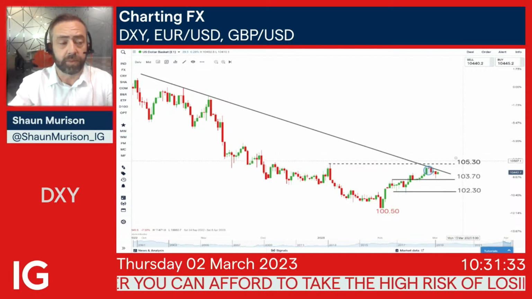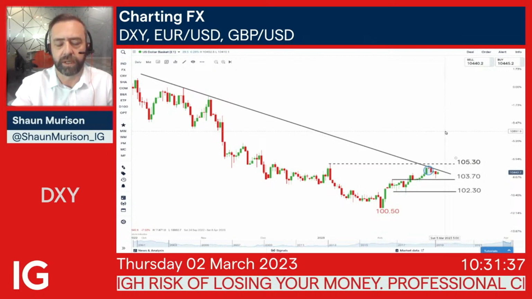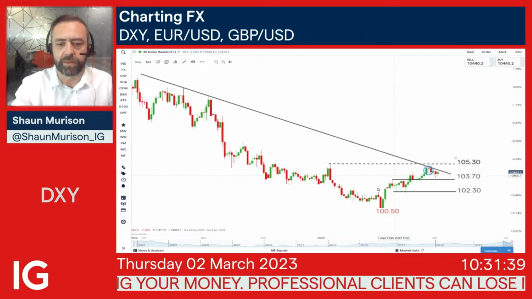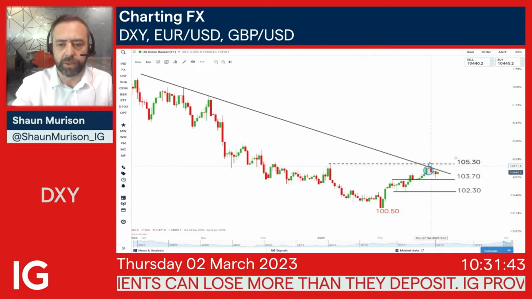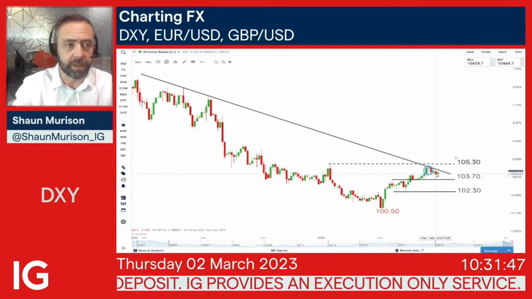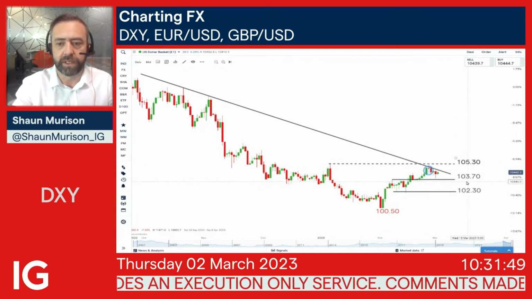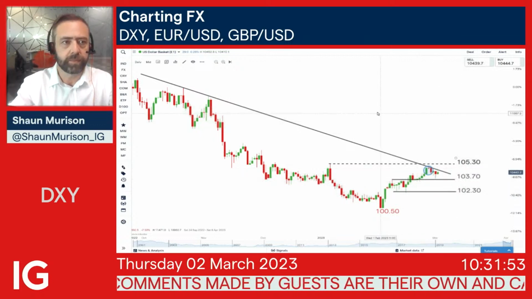And once we get above that, if we get above that, that's when we start changing our sentiment and our bias to trade on the US dollar. But at this point in time, we've still seen a strong rebound from oversold territory. We have had a bit of a bearish reversal at 105.30, although the price does seem to be consolidating between 103.70 and 105.30 at this point in time.